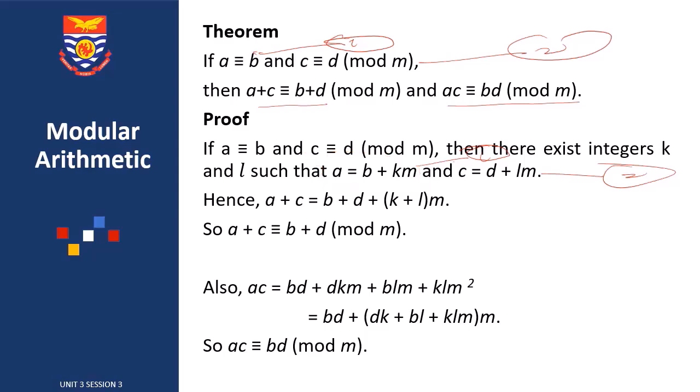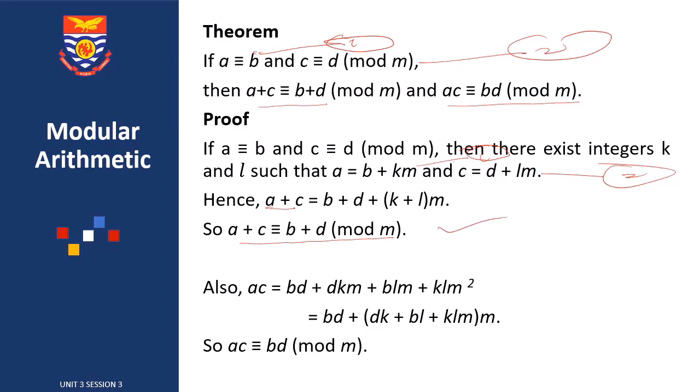If equation 1 and equation 2 are true, then when we add them we get a + c, which is the same as b + d + (k + l)m. You factor m out, and that is true. Therefore, a + c ≡ b + d mod m, and hence the first one is proved.